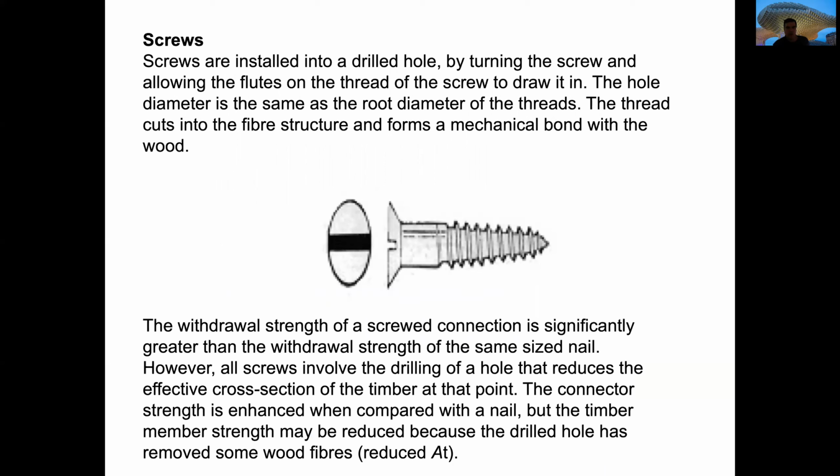Screws are installed into drilled holes. By turning the screw, the flights of the thread of the screw will be driven in. And the hole diameter is the same as the root diameter of the threads. Well, the threads will cut into the fiber of the structure, in this case the wood, and will form a mechanical bond within the wood. And this bond will allow to keep the pieces together.